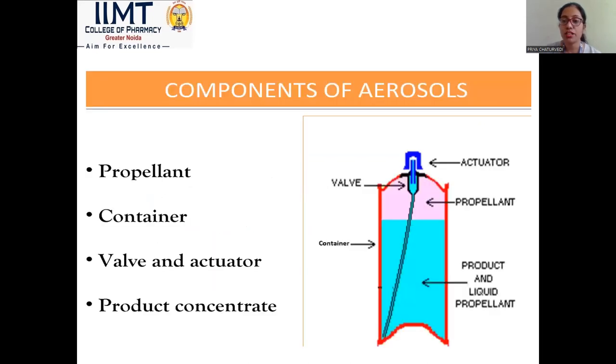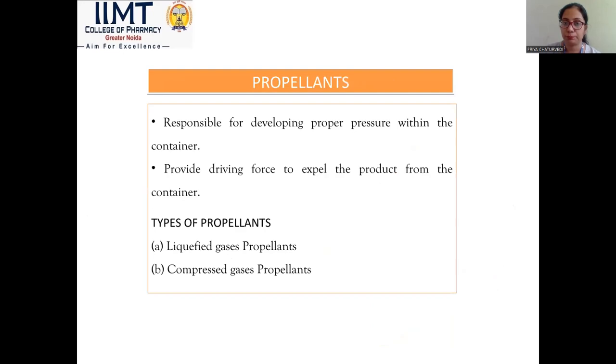Now coming to the components of aerosols. There are basically four types of components. First is the propellant, second is the container, third is the valve or actuator, and fourth is the product concentrate. As you can see in the figure also, these are the containers. Above we have the actuator. Actuator is basically the button which we press to make the formulation come out. Then the valve, then comes the propellant, and then comes the product concentrate.